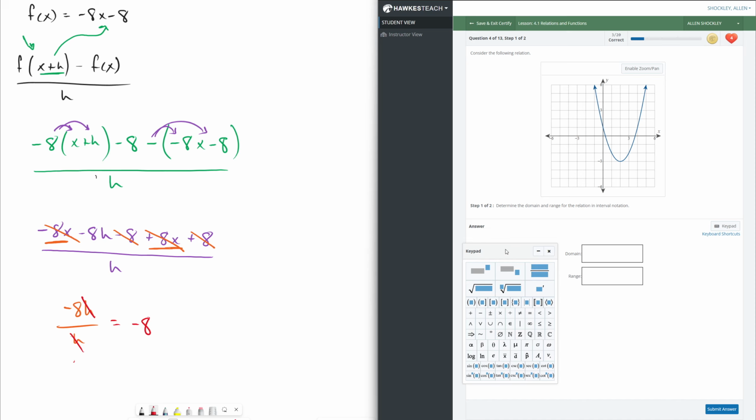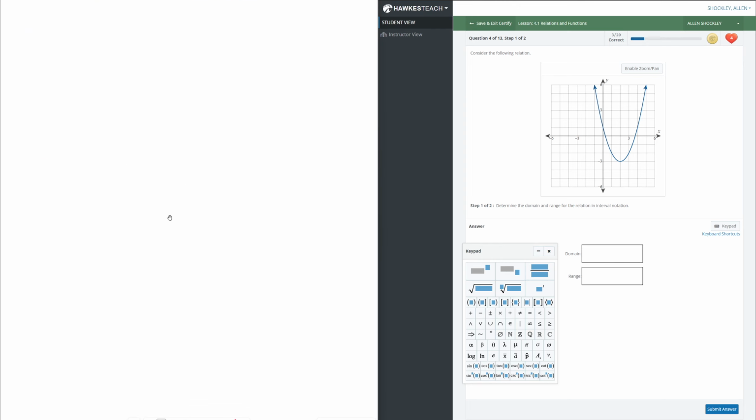Domain and range. One of my favorites. So again, we will scroll over and down and around. What we're looking for here is domain. And domain is just two parts on a graph. It is left to right. Range is bottom to top.